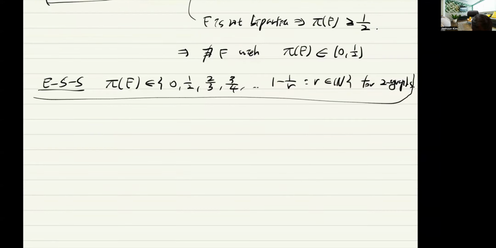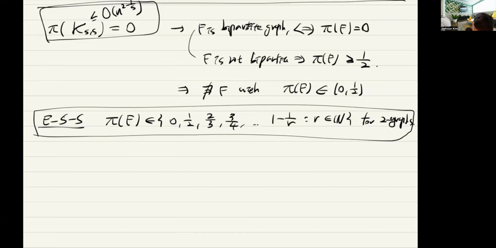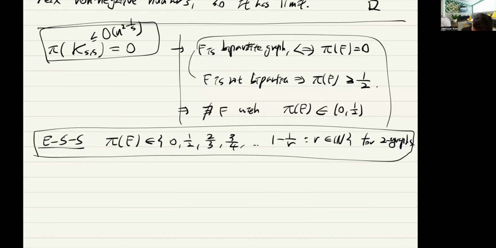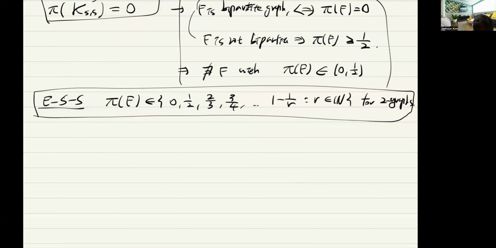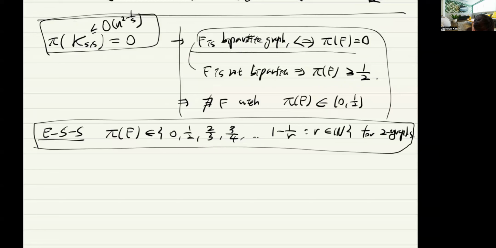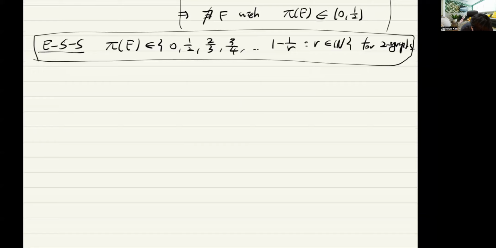Okay, then one of the natural questions is: can you prove a similar thing for hypergraphs? So for example, we have these. Anyway, can we prove such a thing for hypergraphs?